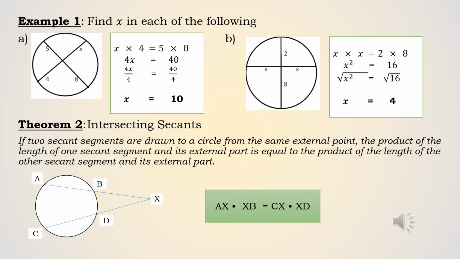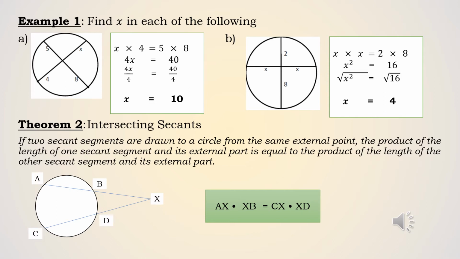x times 4 gives us 4x, and that is equal to 5 times 8 gives us 40. Now to solve for x, we have to divide by 4 on both sides. So 4x divided by 4 and 40 divided by 4. That gives us x is equal to 10.